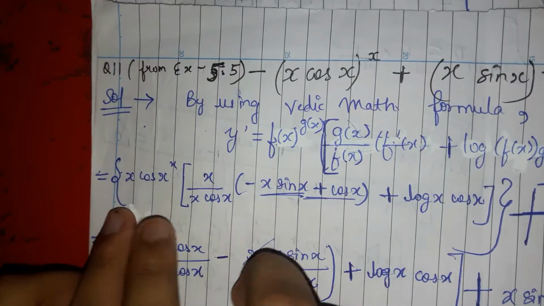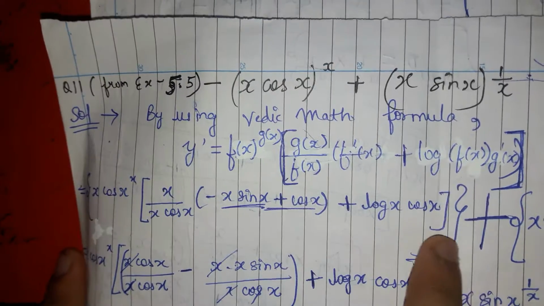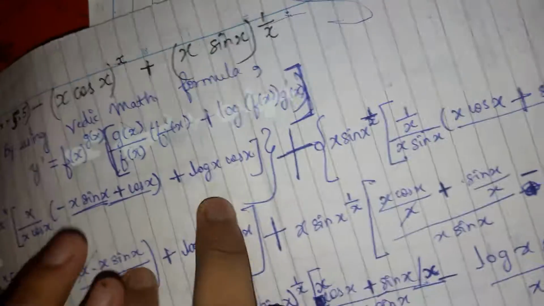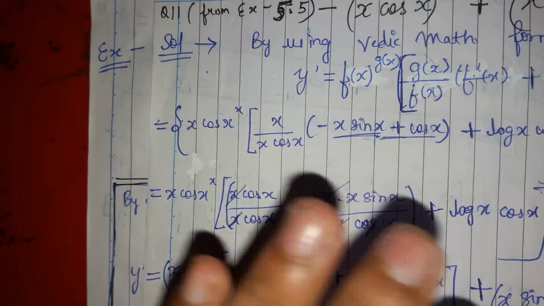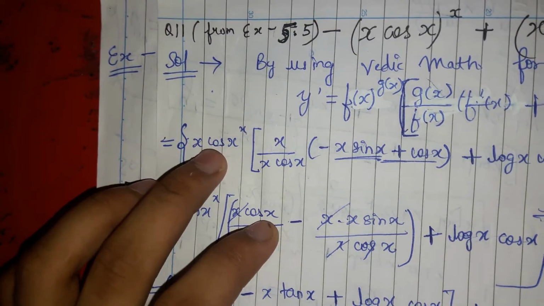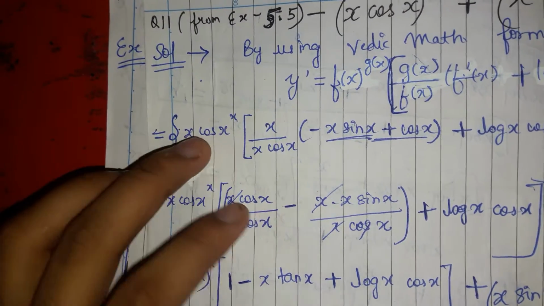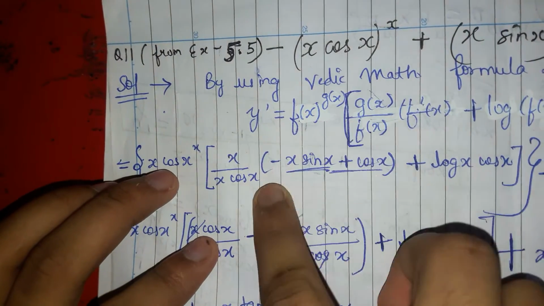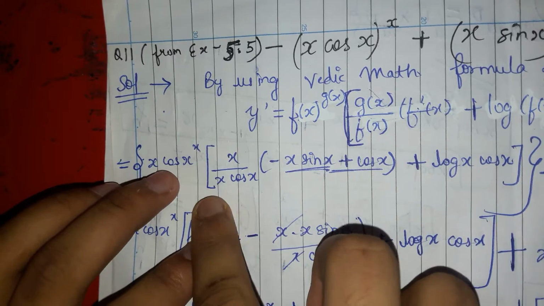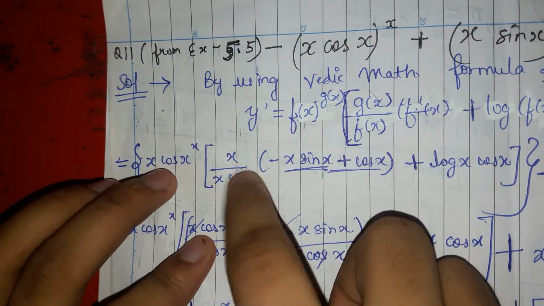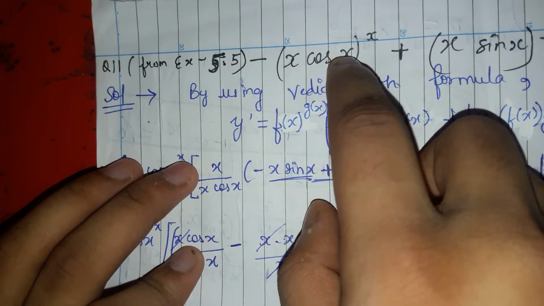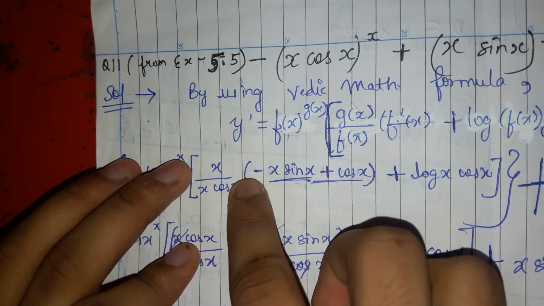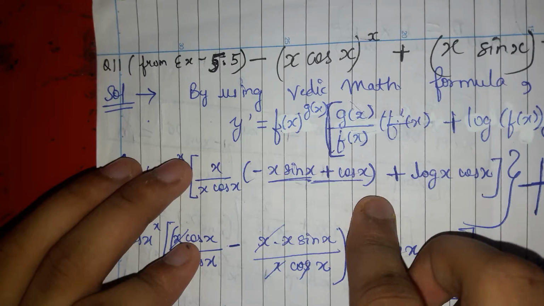First I am applying this formula. You can see braces like here. This is the first part and this is the second part. Now x cos x to the power x: I have copied the function as it is. g(x) upon f(x), where g(x) is the exponent, x, and f(x) is x cos x. So x by x cos x, times minus x sin x plus cos x.